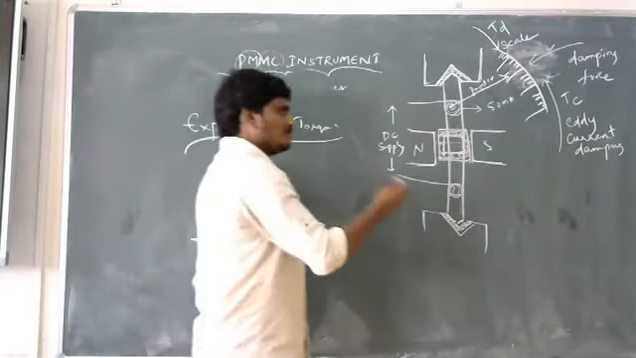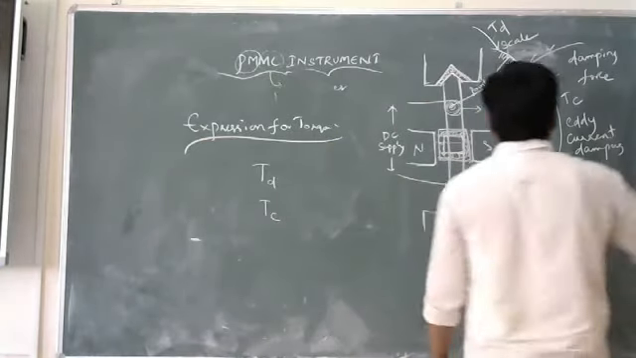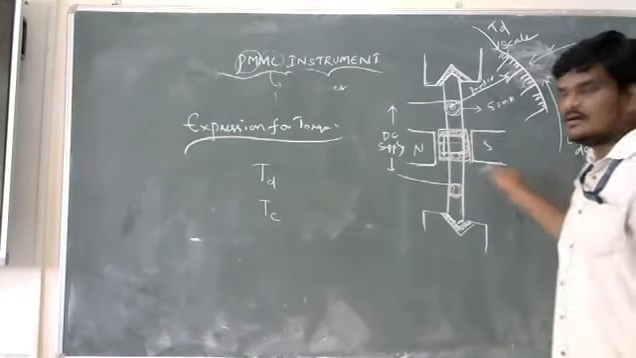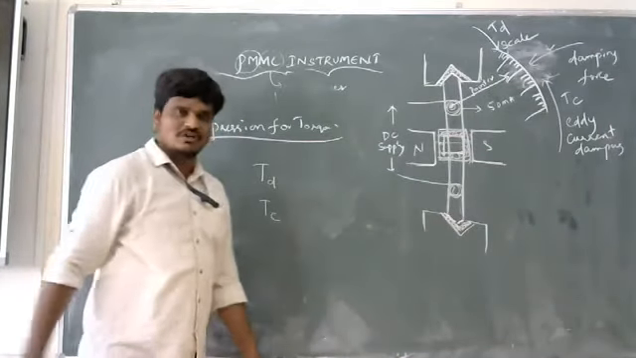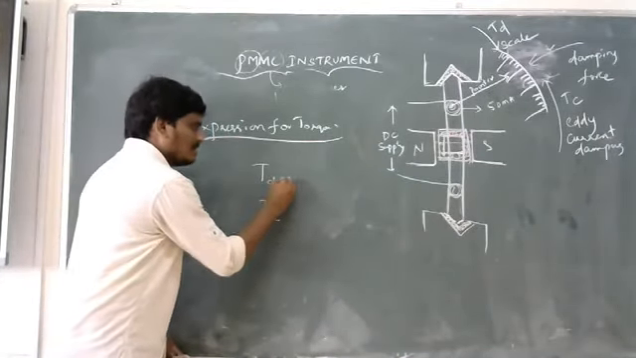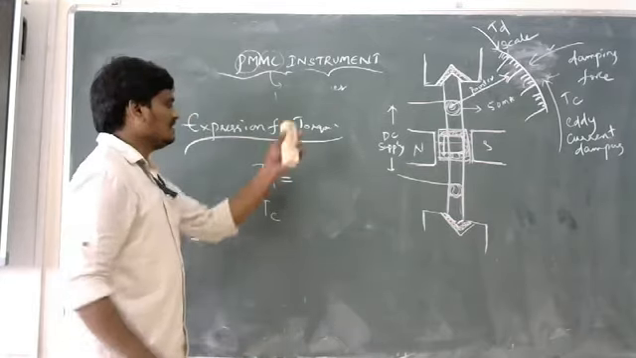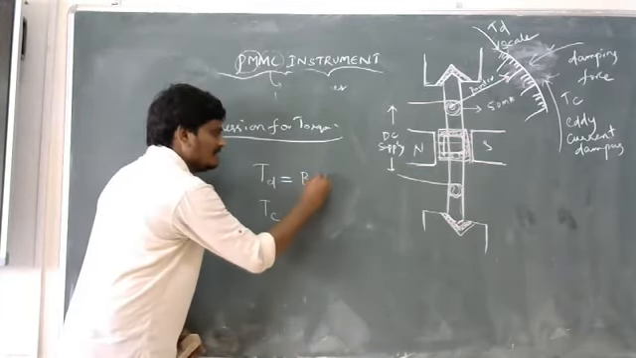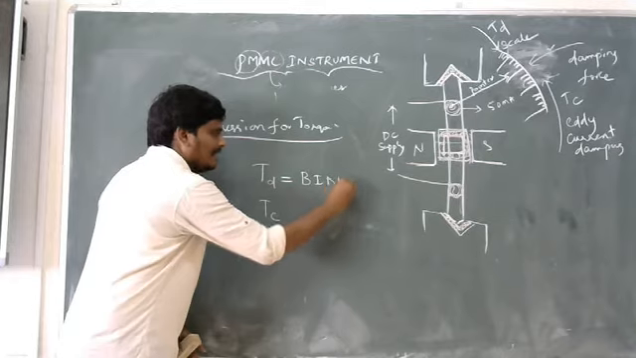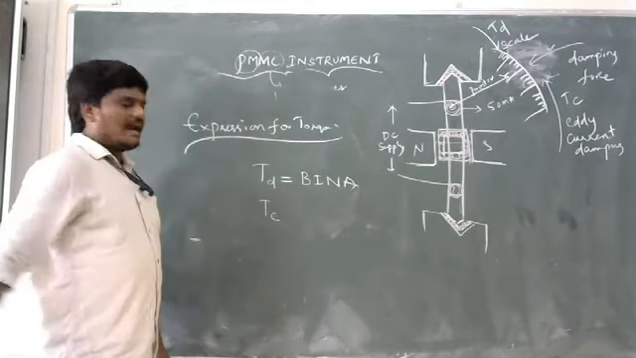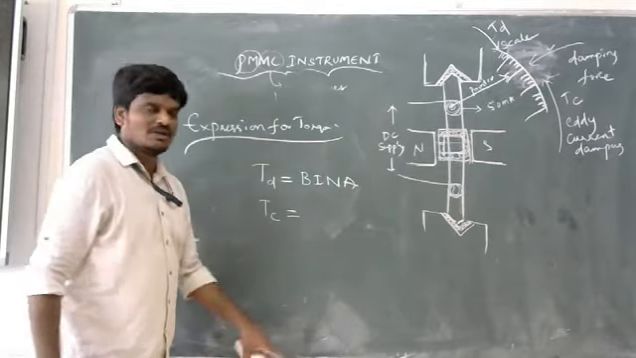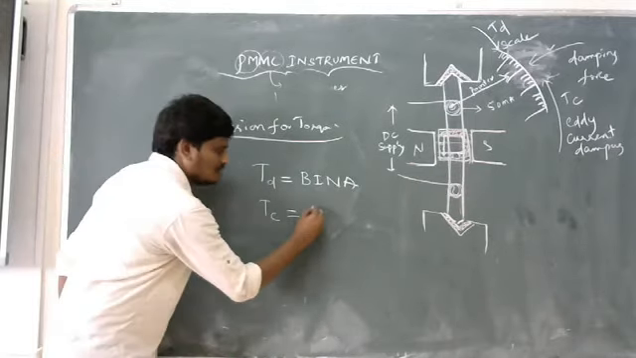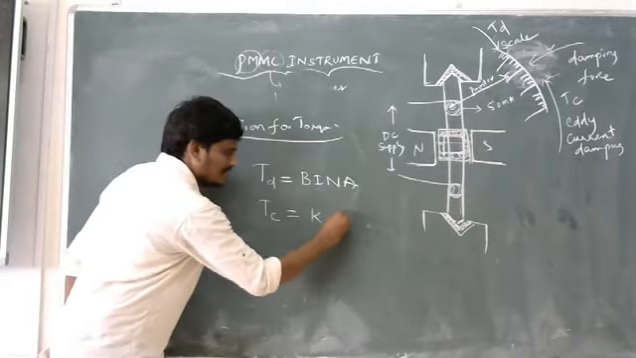One torque is produced with the help of a magnetic field to move the position of the pointer. One torque is produced by using the springs to control the position of the pointer. The deflection torque produced due to the magnetic field in a PMMC instrument is given by BINA. And the controlling torque produced by the springs in order to control the position of the pointer is given by Kc theta.